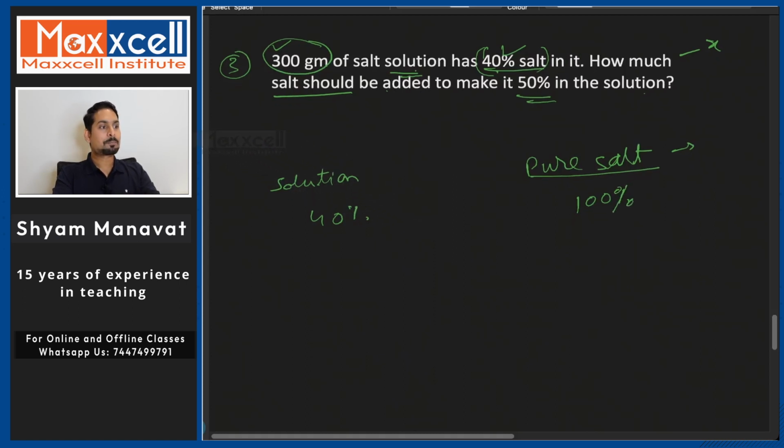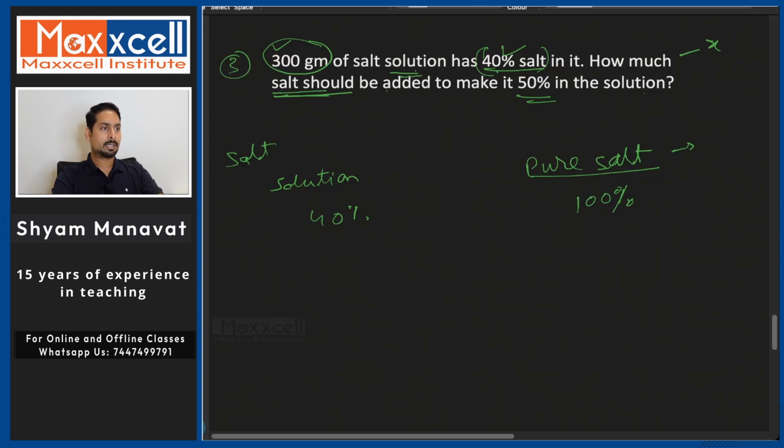Look at this part. We have the salt solution which is 40%, so I am writing 40% here. Now this 40% is salt, so I should take the salt percentage in the other part also, which we are mixing into the solution. We are mixing salt into the solution, so I need to take the salt percentage in pure salt. It will be 100%. I hope this part is clear. Pure salt is 100% salt, right?